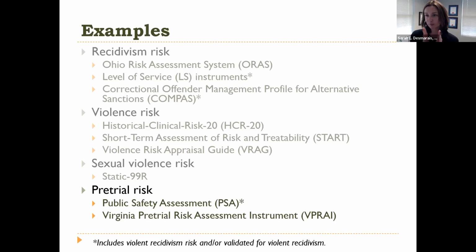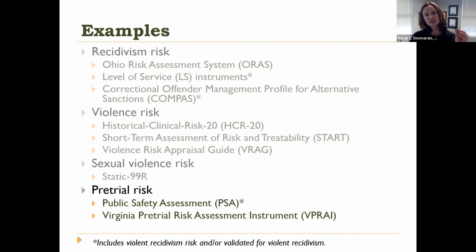This is a very specific period of time. Folks have been arrested for some crime, charged with some crime, but they have not been adjudicated and convicted of that crime. So it's a very unique window of time that we're focused on. Two of the most common ones here are the Public Safety Assessment and the Virginia Pretrial Risk Assessment Instrument. The Ohio Risk Assessment System and the COMPAS also have subsets of tools that are specific to the pretrial risk period. But I did want to clarify what that means.